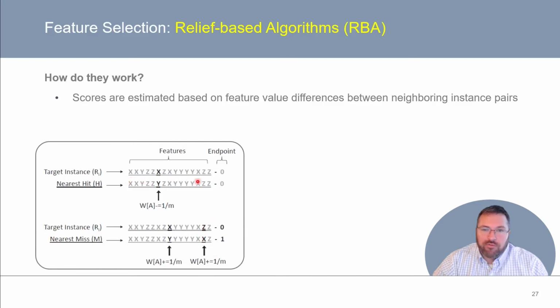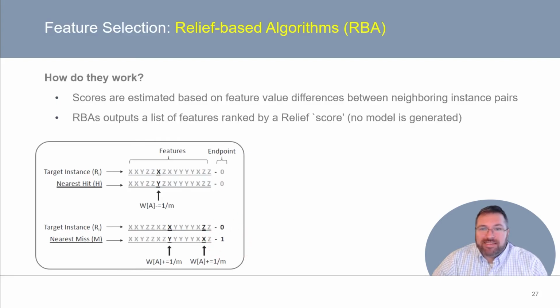Next, we go through all features and scan for value differences. When we encounter them in a hit, we subtract from that feature's score, since we know that that feature value difference alone did not lead to a different outcome. When we encounter a feature value difference in a miss, we add to that feature's score, since we have new evidence that that feature's value difference might be associated with the observed outcome difference.